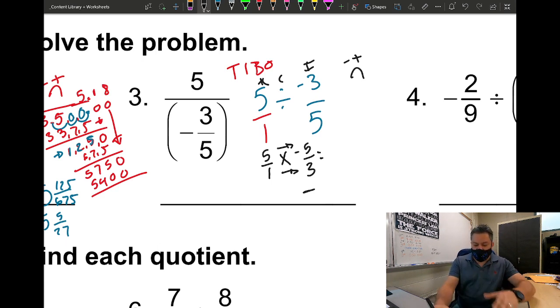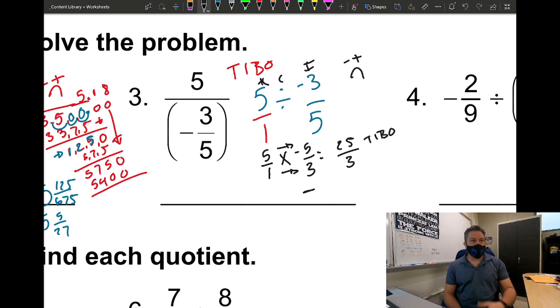So over here, 5 times 5, that's just 25. The bottom is 3. Do we leave the answer like that? No, let's go ahead and change it to a mixed number. TiVo, right? How many times does 3 go into 25? Sometimes we can do TiVo in our heads. How many times does 3 go into 25? Anybody? 3 times what is 25 or close to 25?